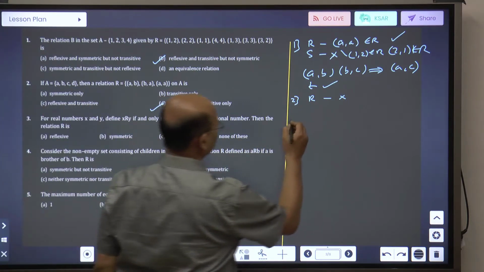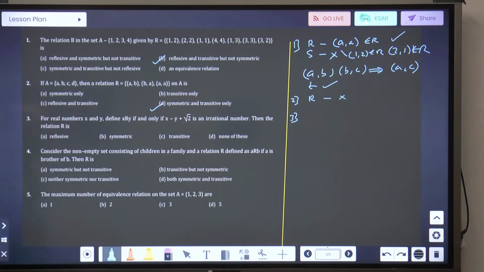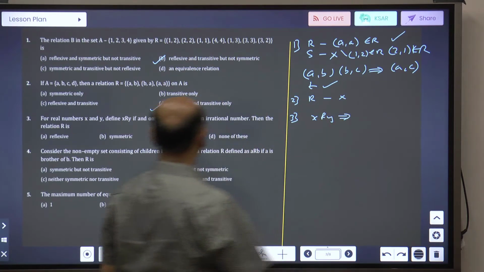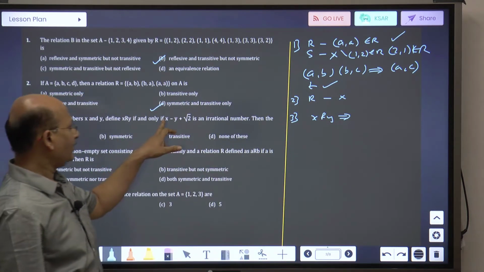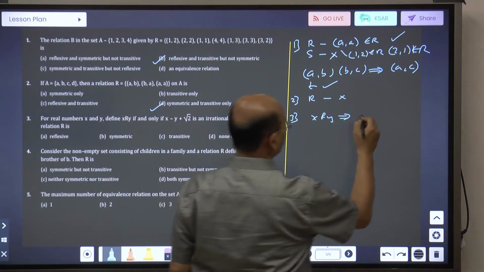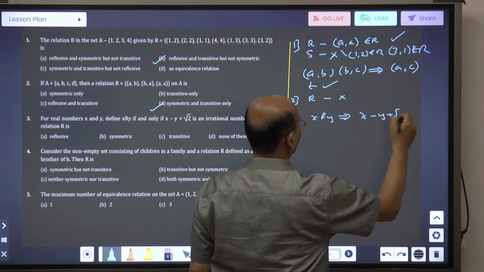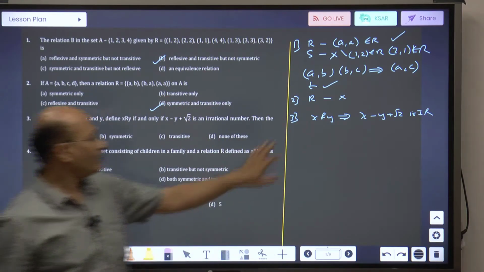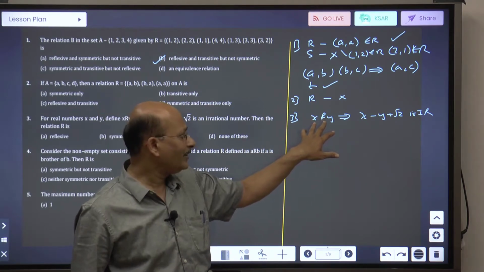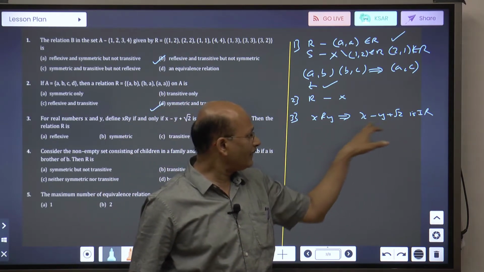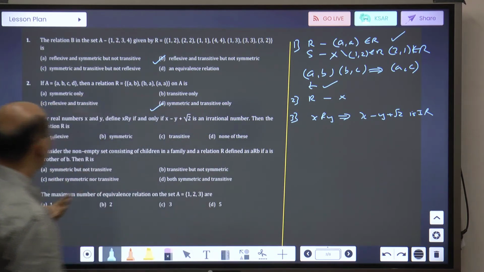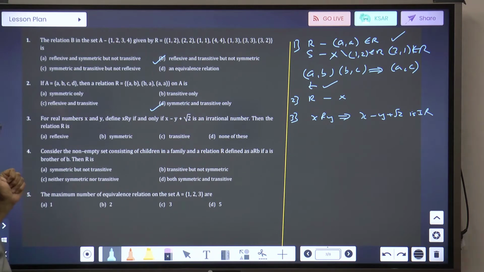Third one. Now look at the third question. What they say: for real numbers x and y, x R y is defined as, you define that the relation is defined as x minus y plus root 2 is an irrational number. Okay, so whenever you take any two numbers x and y, this is the defined part of the relation: x minus y plus root 2 is an irrational number. So by the way, what the question is, then the relation R is what?